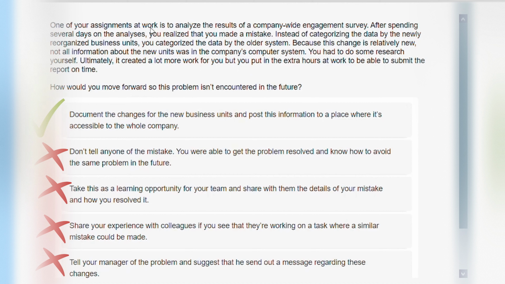So even if you tomorrow leave the company or your team leaves the company, this information will be accessible and available for the entire company to make use of.